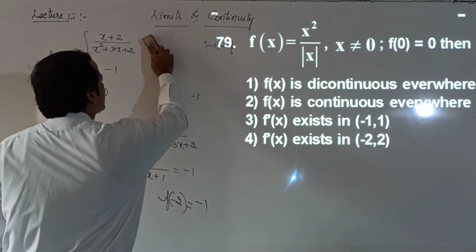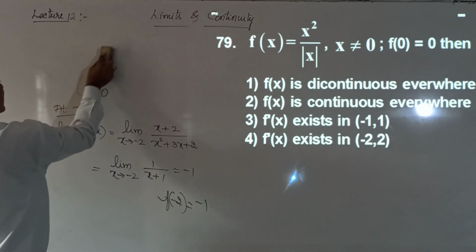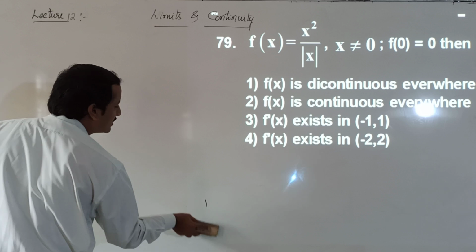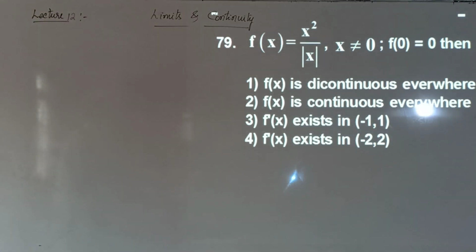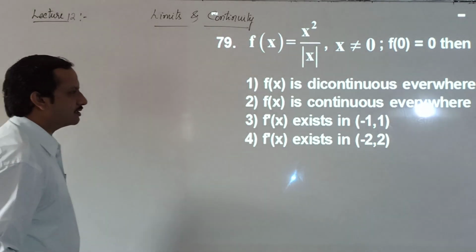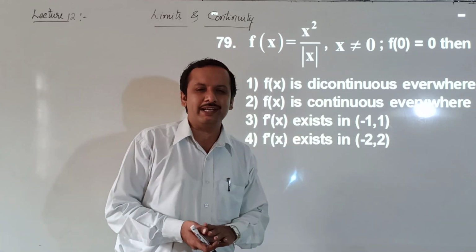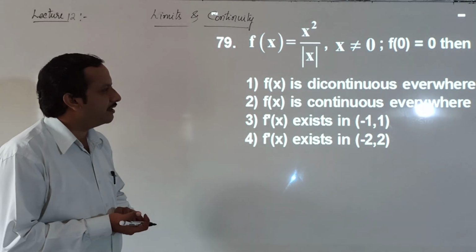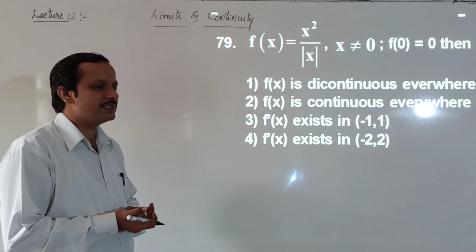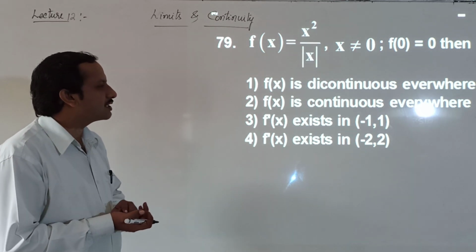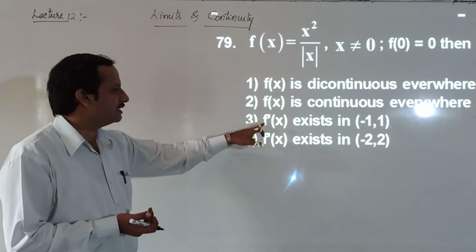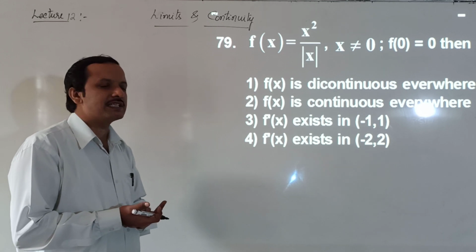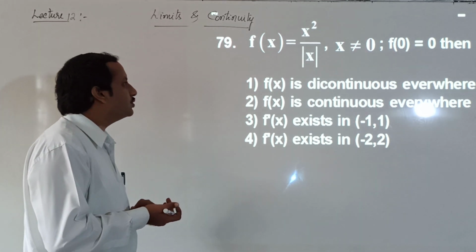79th question. f of x equal to x square by mod x when x not equal to 0, and f of 0 is equal to 0. Then what happens to f of x? Options: f of x is discontinuous everywhere; f of x is continuous everywhere; f dash of x exists in open interval -1 to 1; and f dash of x exists in open interval -2 to 2.